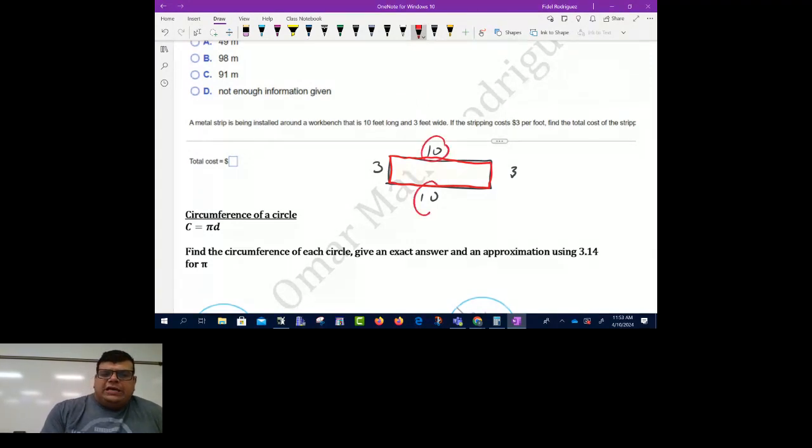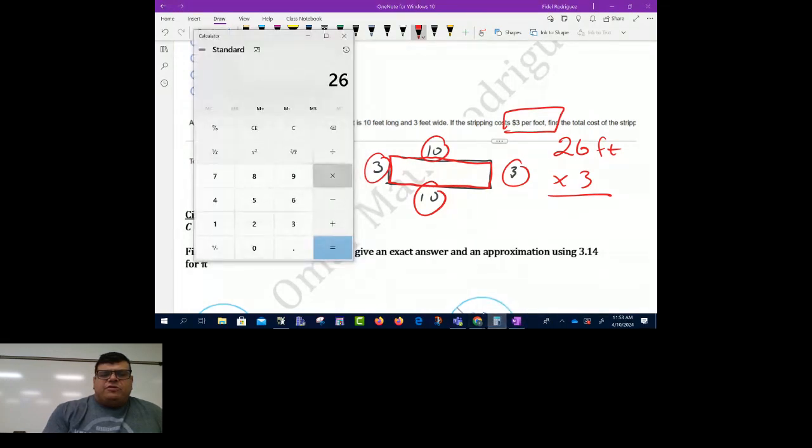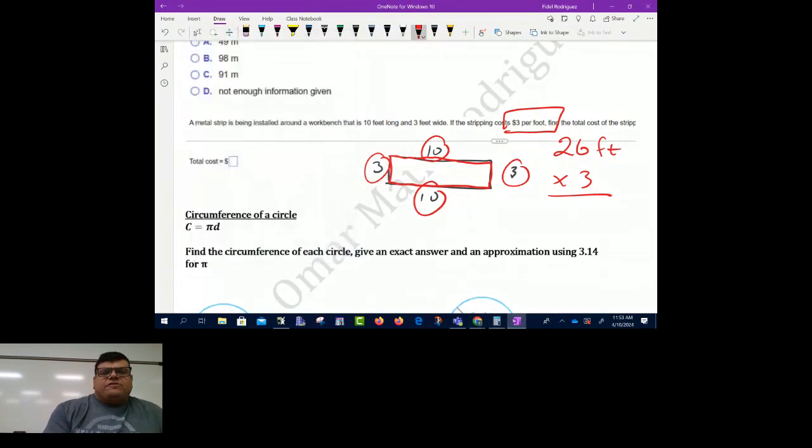So 10 and 10 is 20. 3 and 3 is 6. So my perimeter is 26 feet. We need 26 feet of this stuff, and they charge me $3 a foot. So we're going to take 26 times 3. It's going to cost us $78.